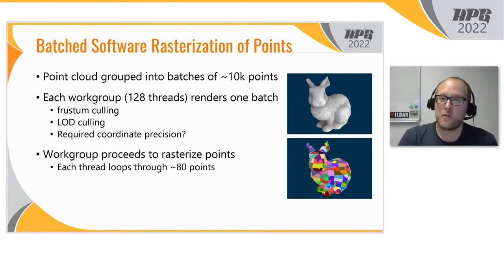This approach is now also nicely compatible with LOD rendering, and the workgroup can also check if this level of detail node should be culled. And then the workgroup computes the required coordinate precision for this batch, and then each thread of this workgroup proceeds to render about 80 points. So it loops through 80 points instead of rendering one single point per thread.